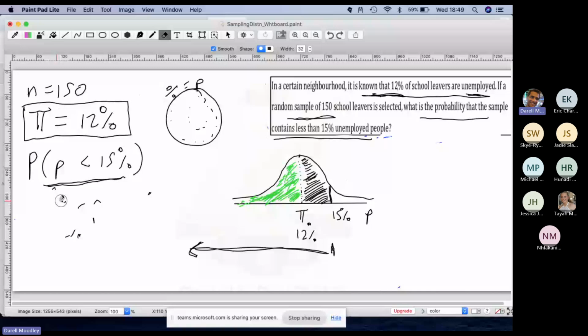Now to find the green area, that's actually easy. Remember what we did last week? Remember what we said, this graph is split into 50% on the left and 50% on the right. So that means this pi, 12%, is the halfway mark. So if I had to sketch the equivalent Z curve, I'm going to draw that below it.